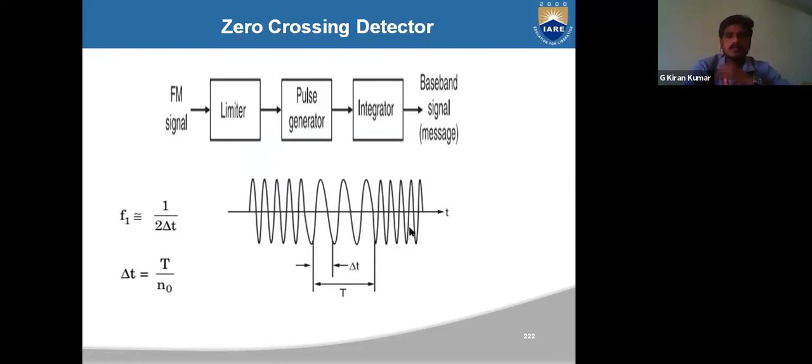Right. Now let us see the waveforms. After seeing the waveforms, you will get the knowledge about this limiter, pulse generator, and integrator. Basically, what is our requirement to generate pulses? To generate pulses, you can use the monostable multivibrator. Also, you will get the same output at the end.